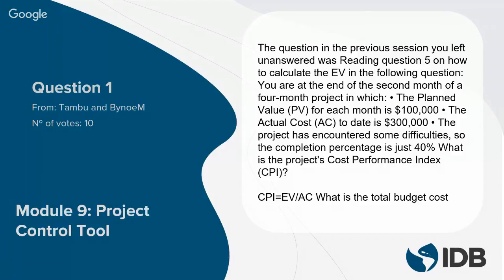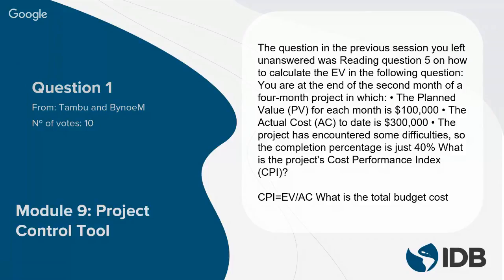The question in the previous session that you left unanswered was reading question 5, and I recall this one. It came in, and unfortunately we weren't able to answer it, so we want to take a little bit of time to answer it now. There was a question number 5 in the course on how to calculate the earned value. The situation we have here is you are at the end of the 2nd month of a 4-month project.